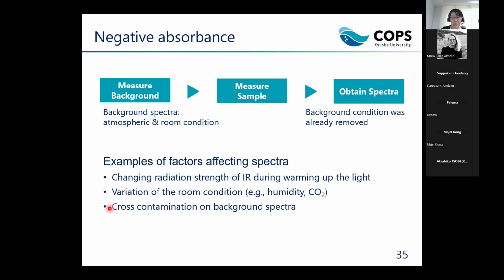And perhaps some sample remains on the stage, and you measure the background there, as you measure the spectra as a background, and the background has a signal of other sample. It means you can see a different, weird spectra. So you need to check whether the background and your spectra are okay or not.